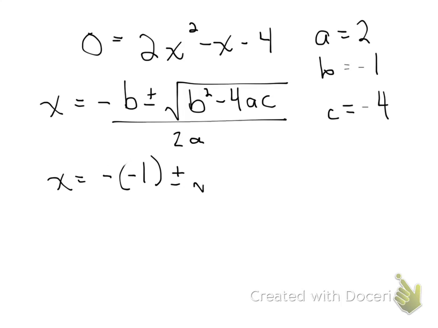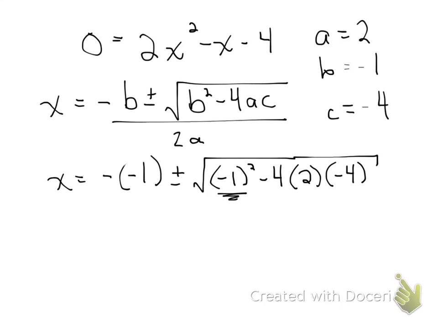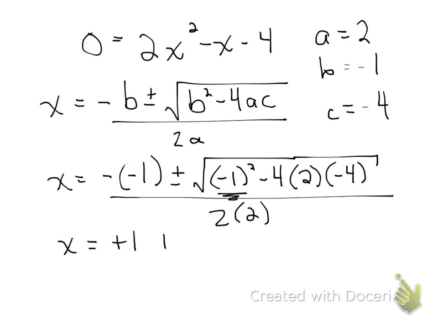Then I do plus or minus square root of negative 1 squared. Don't forget to leave that in a bracket, since negative 1 times negative 1 is positive 1. My a value is 2, and my c value is negative 4. All that is going to be divided by 2 times 2. So here I have positive 1. Negative 1 times negative 1 is 1. Negative 4 times 2 is negative 8. Negative 8 times negative 4 is positive 32.